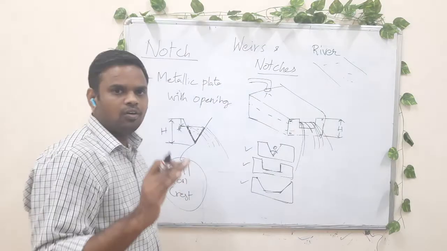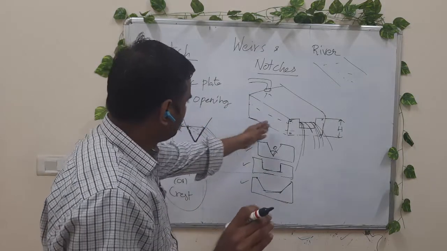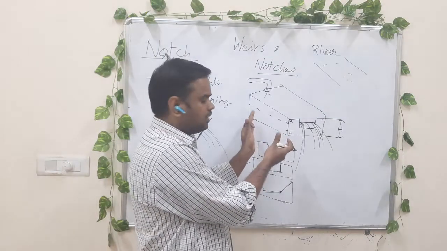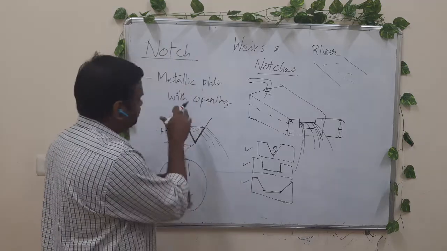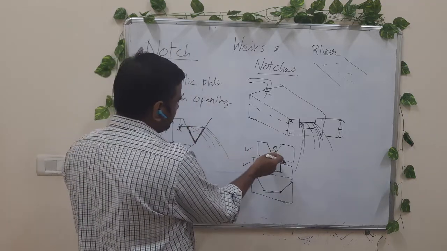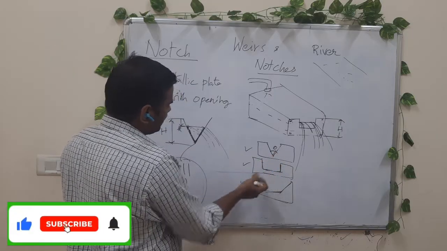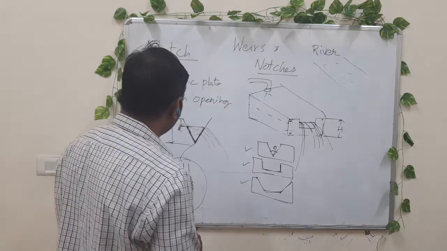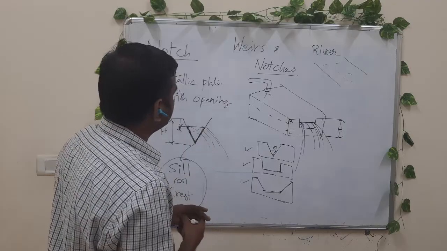A notch is a volumetric flow rate measuring device for open channels, particularly of small scale, like a rectangular tank in a laboratory. This notch can be of different shapes. It can have a V-shaped or triangular opening, a rectangular opening, or trapezoidal openings. So this is about the notches.